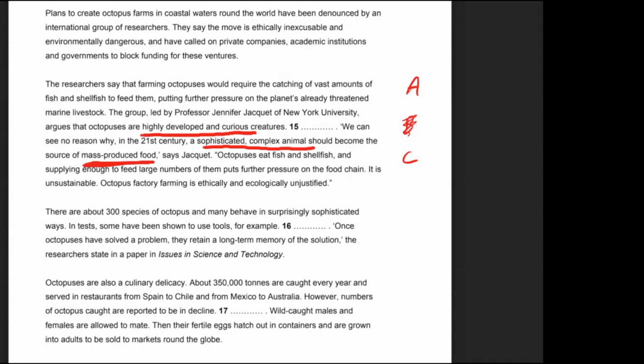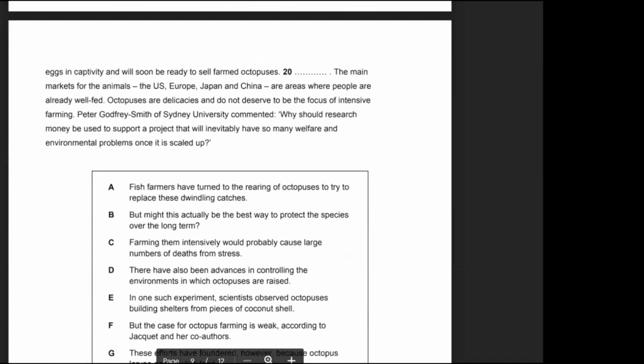So sentence A is dealing with how they are an advanced creature. Sentence C is dealing with how this advanced creature should not become the source of mass-produced food. So that means that sentence B should have something to do with causing some sort of harm to these creatures, right? Something that's negative that leads to a decreased number of these creatures, of octopuses. So that's why the best answer, if I scroll down and have a look, should be C. Farming them intensively would probably cause large numbers of deaths from stress. That's a classic example of a linking type relationship.